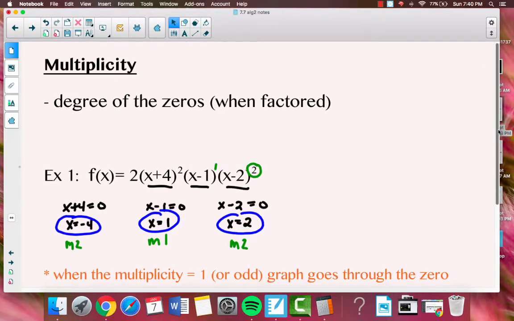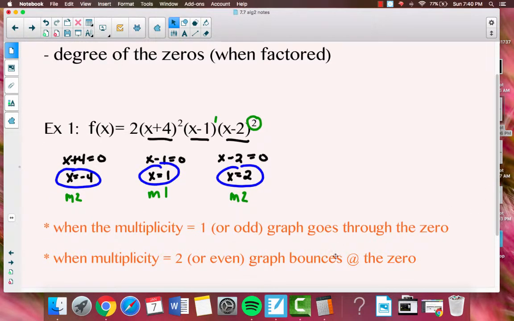So there are basically 2 rules you want to write down, and I put these in orange here. The first is that when the multiplicity is 1, or it's odd, because remember we said sometimes we're going to see 3s or 5s, the graph just goes through the 0. And I'll explain what that means when we actually get to the examples, but you want to write that down. Okay, and when the multiplicity is 2, or it's even, so 2 or a 4 or a 6, then the graph is going to bounce at that 0. So it's going to hit your 0 and then go back the way it came.